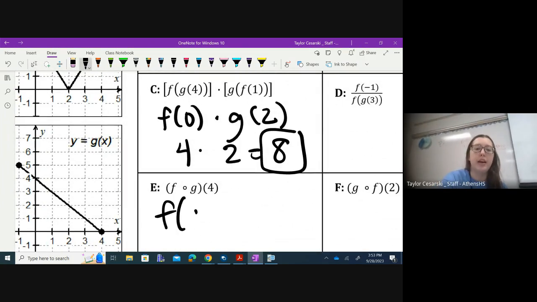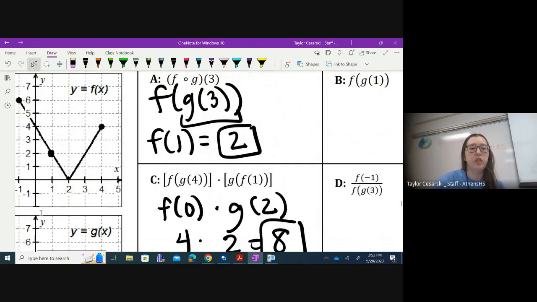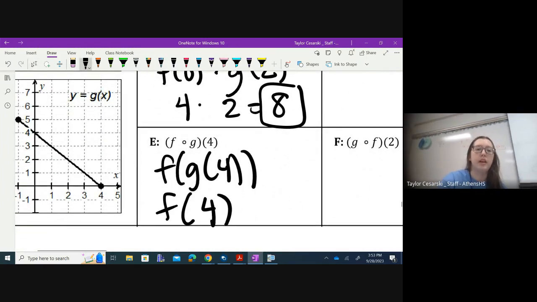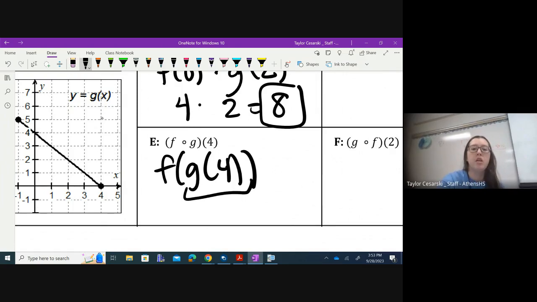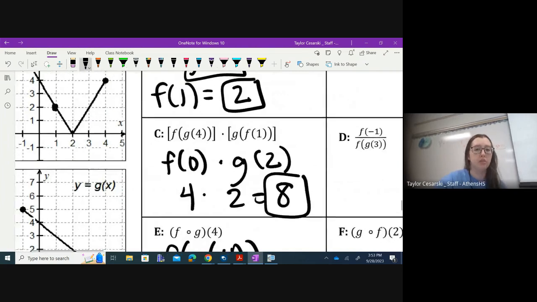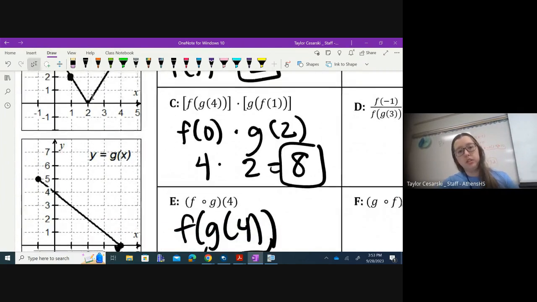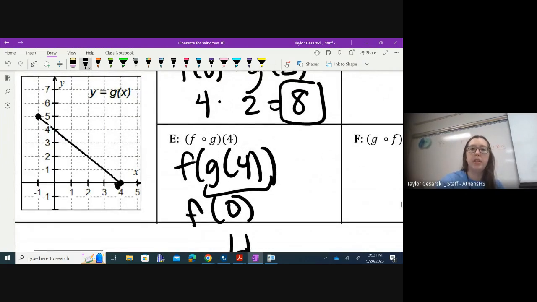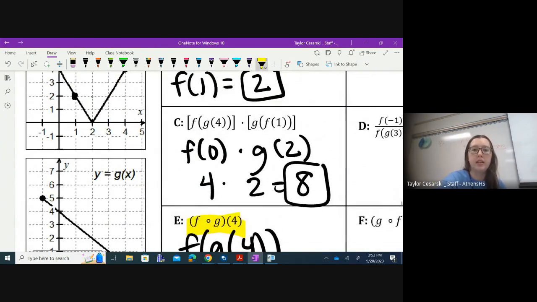And then finally, f of g of 4. Okay, again, work from the inside out. G of 4 is 4. So then I have, ignore me, that was f of 4. Don't do that. G of 4 right here is 0. So then I have f of 0, which is 4. Okay, notice that this piece right here was the exact same as this because that was the same question.